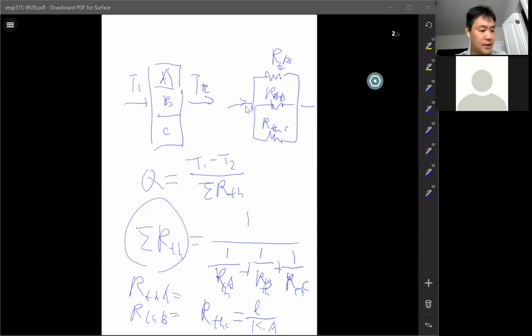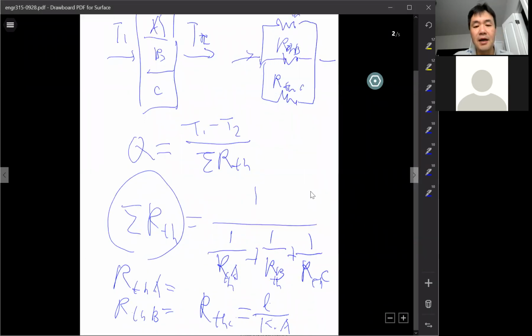Okay, Chapter 2 is conduction, in depth on the conduction. Monday, we introduced this thermal resistance, the idea of the R, the coefficient R, right? Thermal resistance.